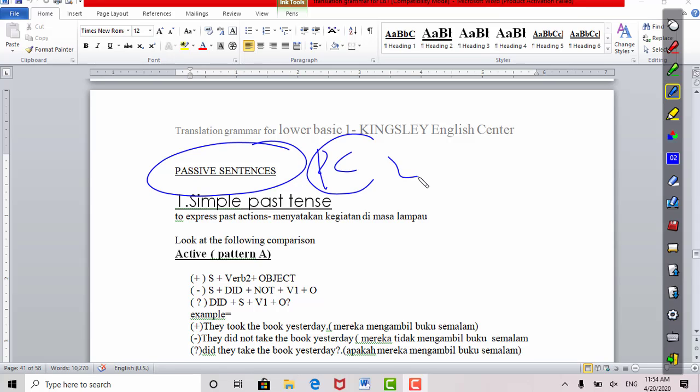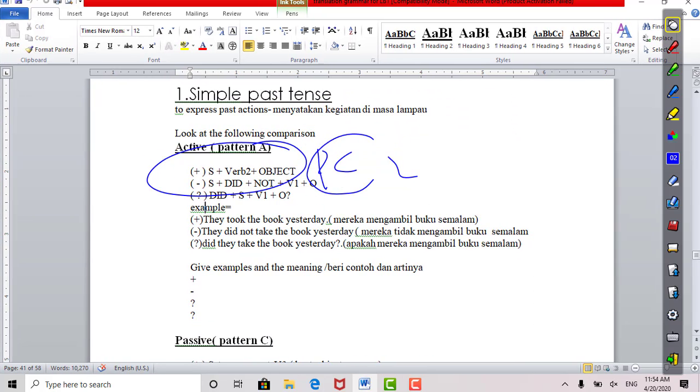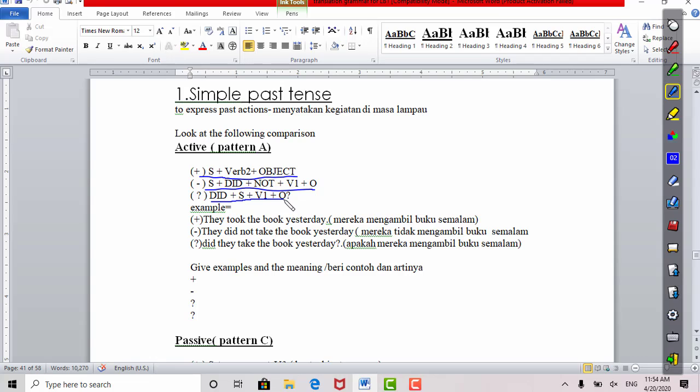Before we go to pattern C, we will see first pattern A. You will see the formulation of pattern A. This one is really common for you, and I believe that you have understood it. Pattern A formula: subject plus verb 2 plus object, and then subject plus did plus not plus verb 1 plus object. This one is for negative statement, kalimat dalam bentuk negatif, and in a question form, it will be did plus subject plus verb 1 plus object. Alright, this one is for pattern A.